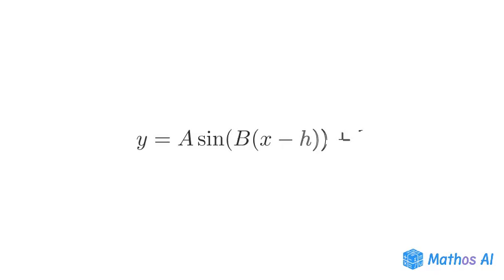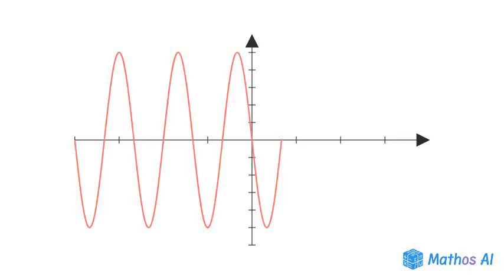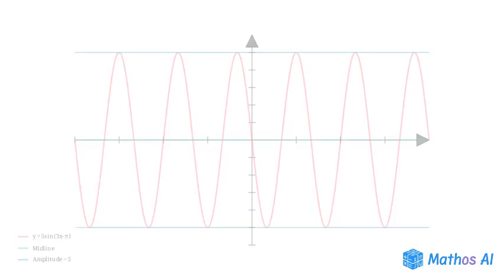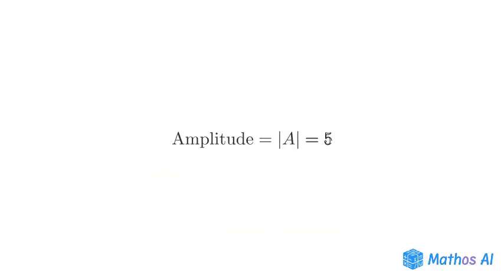To understand it, we compare it to the general form. Y equals a sine of b times (x minus h) plus k. First, let's find the amplitude. The amplitude, a, is the vertical distance from the midline to the peak of the wave. It tells us how tall our wave is. From our equation, we can see that a is 5. This means our wave reaches 5 units above and 5 units below its midline.